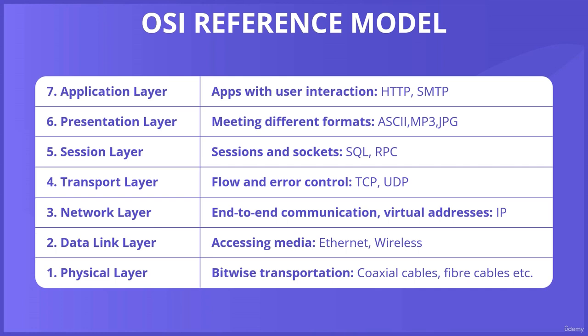The physical layer. This layer conveys the bit stream through the network at the electrical, optical, or radio level. It provides the hardware means of sending and receiving data on a carrier network.